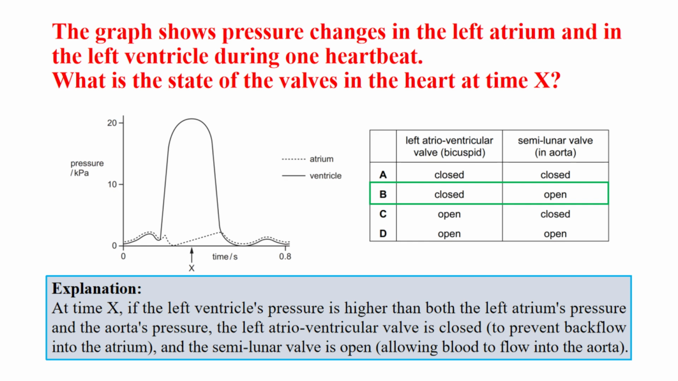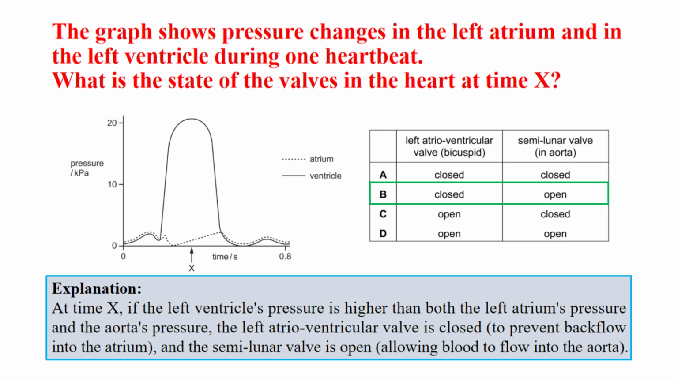Moving forward now, let's analyze the state of the heart valves at time x during a heartbeat. First, consider the question, what is the state of the valves in the heart at time x? The options are A. Left atrioventricular valve closed, semilunar valve closed. B. Left atrioventricular valve closed, semilunar valve open. C. Left atrioventricular valve open, semilunar valve closed. D. Left atrioventricular valve open, semilunar valve open.